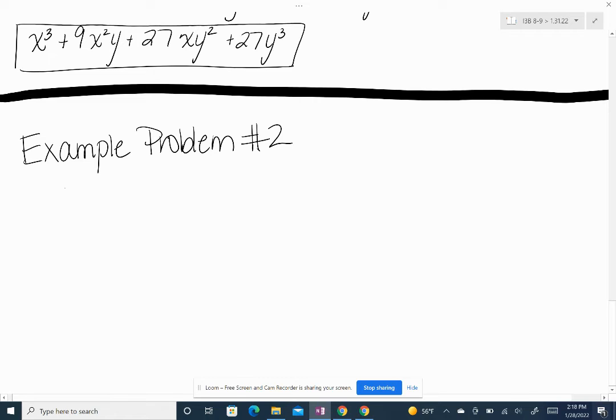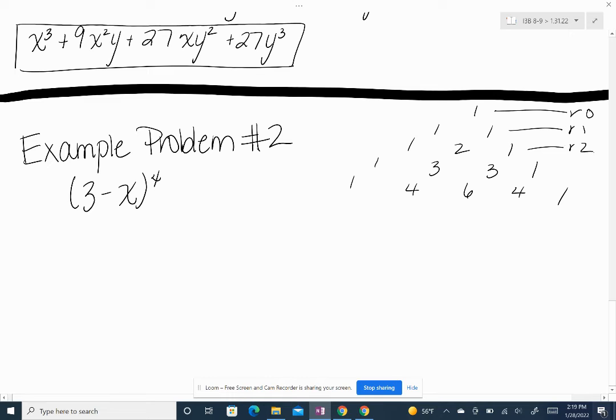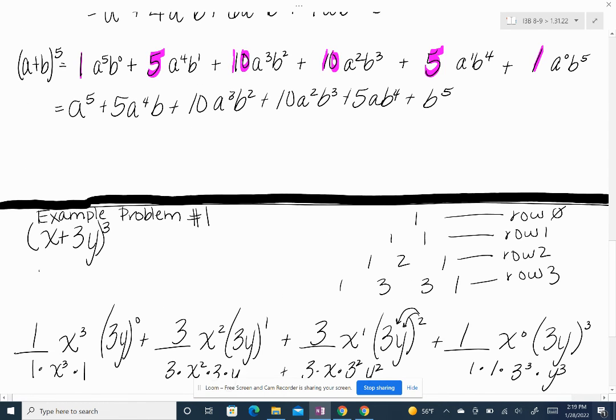Okay, so I'm going to have 3 minus x to the power of 4. Okay, so same thing as before, row 0, row 1, row 2, row 3, row 4. Row 0, row 1, row 2, row 3, row 4.